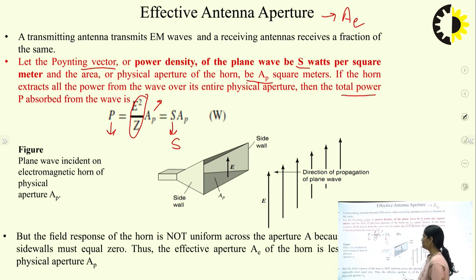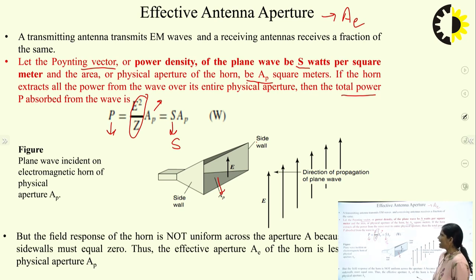So here this is your antenna. Here are the side walls. This is AP, the physical aperture of this antenna. Here is the direction of the electric field. These are the side walls. So this is the structure of the antenna and how you can represent its direction. The direction of propagation of the plane wave is in this direction for this antenna.